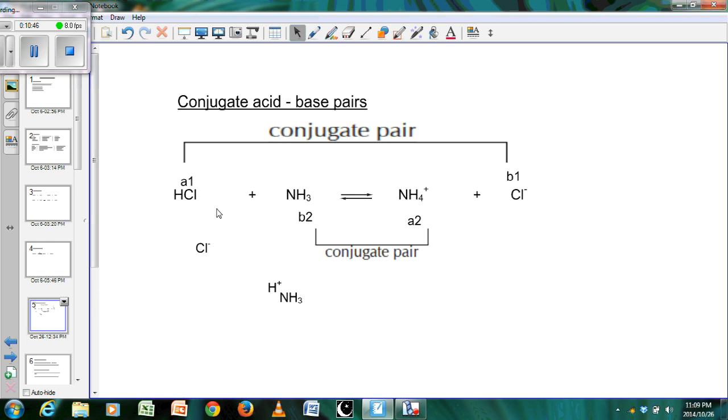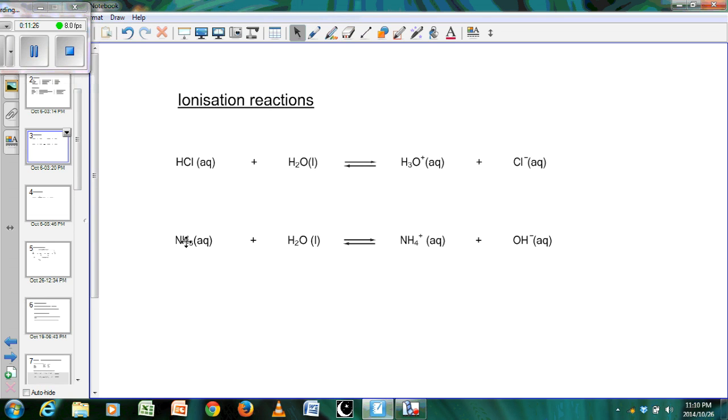So if we look at this here, we can see that the substance with the extra H is your acid. HCl has an extra H, so it is your acid because it donates the H. And the Cl minus is short of H, so it's your conjugate base. And similarly here, if you look at NH3 and NH4 plus, the substance with an extra H plus is your acid. NH4 plus has more H than NH3, so the NH4 plus will be your acid and your conjugate base will be NH3.